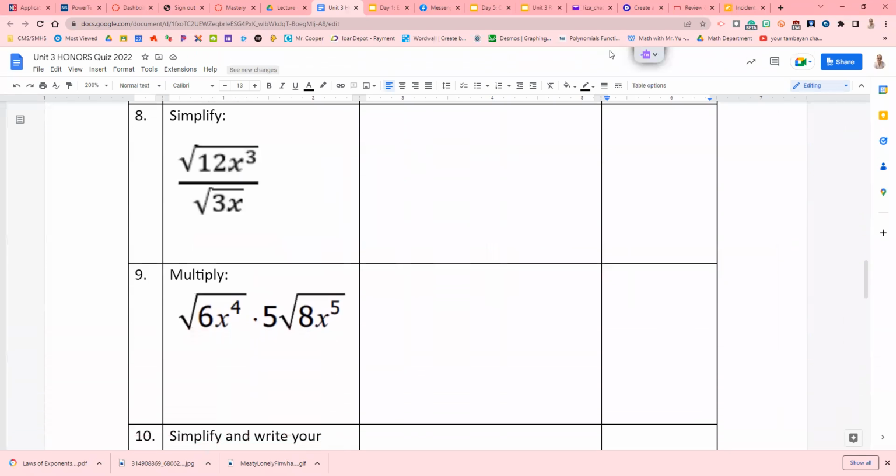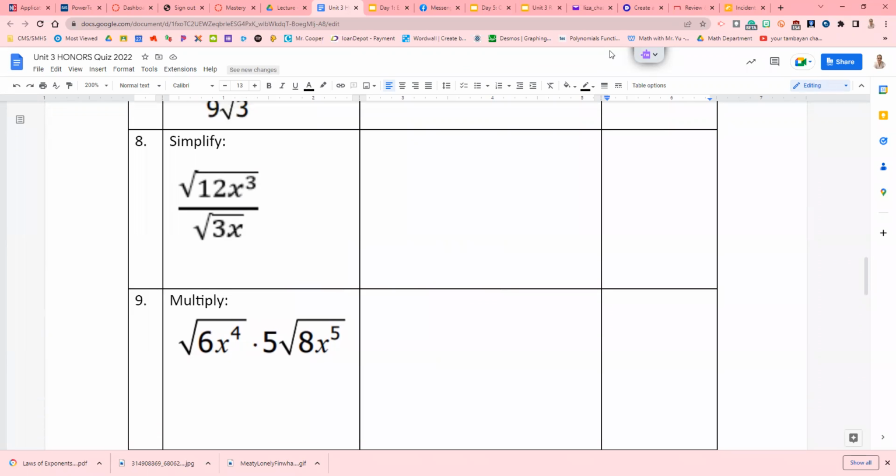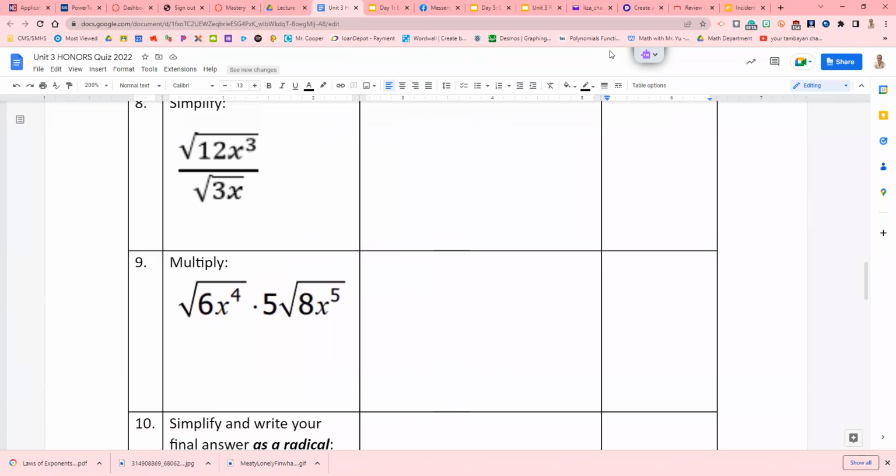Next, number 8. Number 8, you will just divide it. Divide 12 by 3. And what is 12 by 3? That's 4. Wait, hold on. So 12 divided by 3 will give you 4, right? While x cubed divided by x should be equal to x squared. So which means you have these answers.